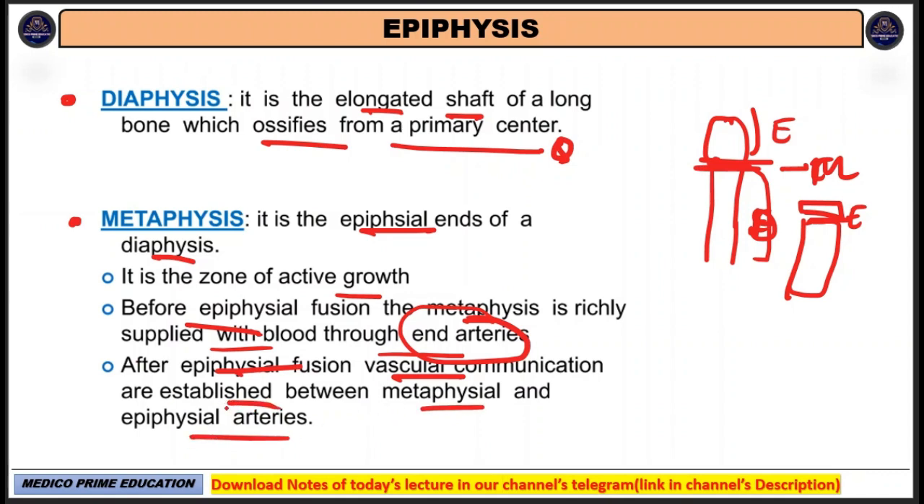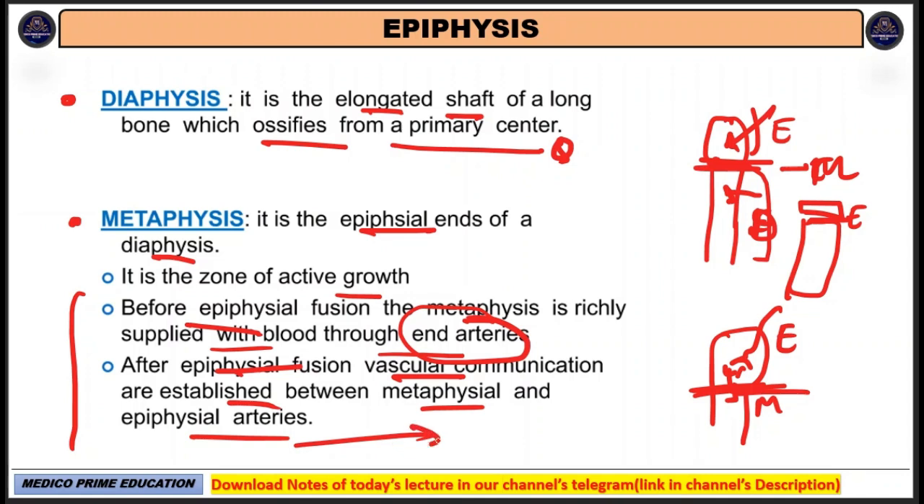metaphyseal and epiphyseal artery. So there are two arteries: the metaphyseal artery in the metaphysis and the epiphyseal artery in the epiphysis. If we see, this is the epiphysis and this is the metaphysis. Here is the metaphyseal artery, here is the epiphyseal artery. After the fusion of the epiphysis and both epiphyseal ends, a communication will be formed between the two. When we study the blood supply, we will see these communications.